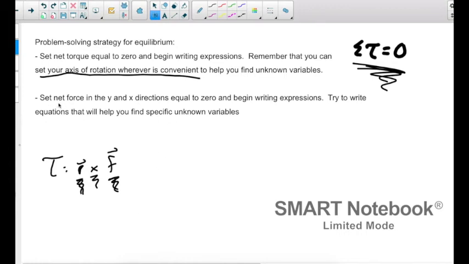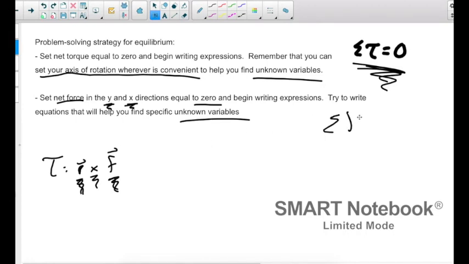And then, of course, we're going to set the net force in the x and y directions equal to 0 and begin writing expressions for those. And then we're always going to be trying to find some unknown variables, so we want to write expressions that will help us solve for those specific unknown variables. Usually you're going to have 2 or 3 unknowns, in which case you will need 2 or 3 equations, so just keep that in mind. And remember that we analyze the x and the y directions separately.